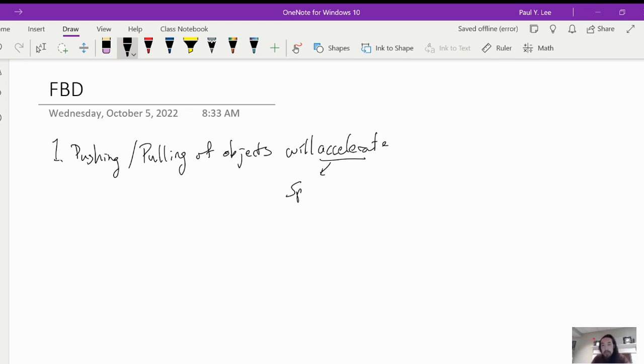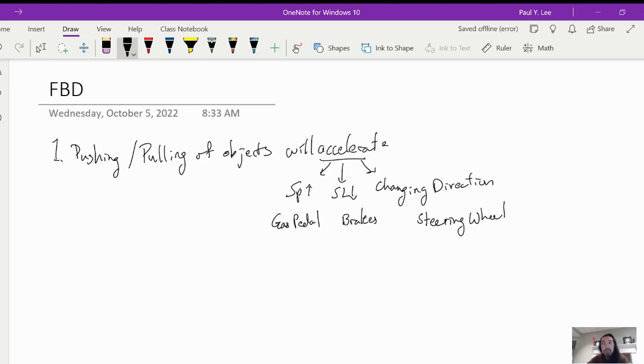The first one is speeding up. The second one is slowing down. And the last one, this one is a new one, is called changing direction. All right. So all three of these are represented in a car. The speeding up, this is what we call the gas pedal. Slowing down, these are the brakes. And changing the direction, this is the steering wheel. So all three representations of acceleration are represented in your car.